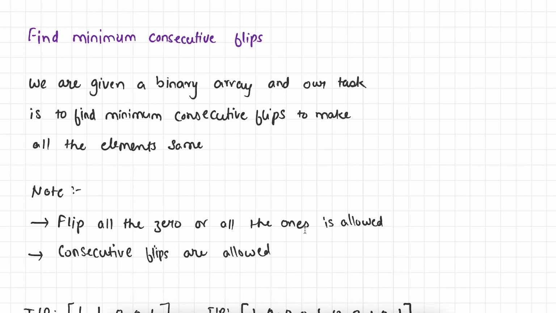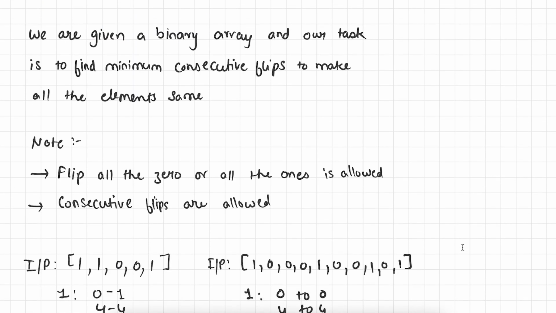In this problem we are given a binary array and our task is to find the minimum consecutive flips to make all the elements the same. There are two things we should keep in mind. First, we are allowed to flip all zeros at once or all ones at once. It means either we can flip all the zeros to 1 or we can flip all the ones to 0.